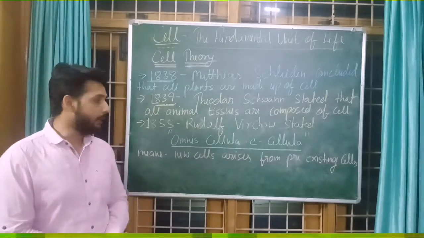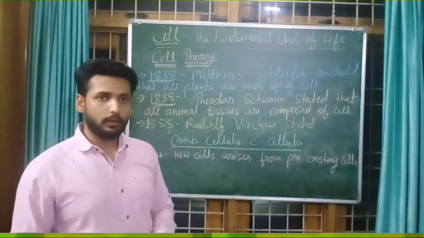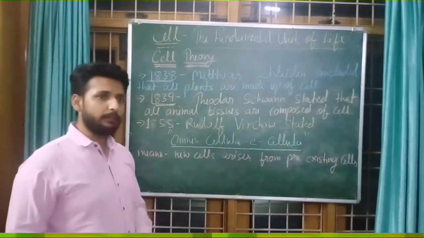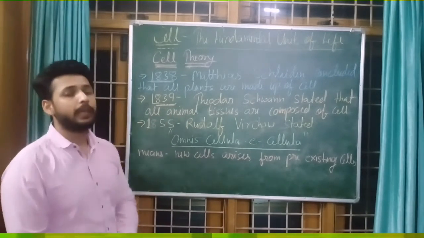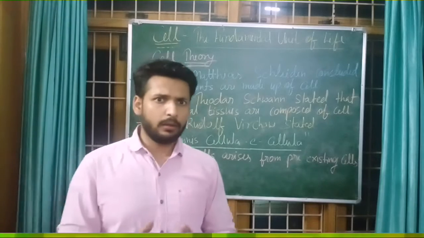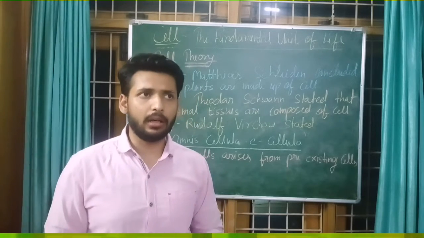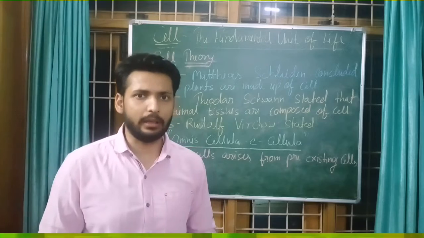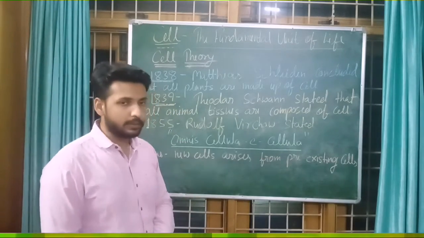He stated that omnis cellula e cellula. What does this mean? This means that new cells arise from pre-existing cells. New cells do not come from any other material, or come magically. They just come after the division of pre-existing cells.